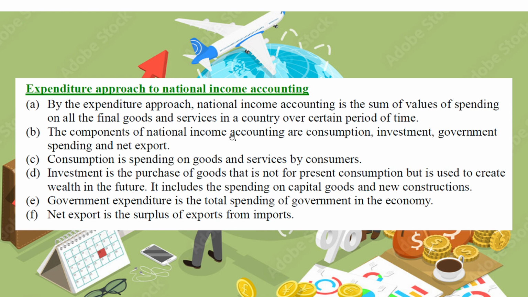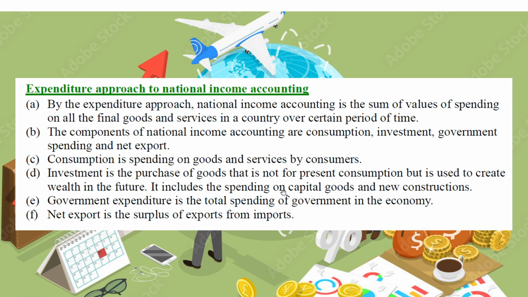The components of national income accounting are consumption, investment, government spending, and net export. Okay, consumption is for present time. Consumption is spending on goods and services by consumers. Investment is the purchase of goods that's not for the present consumption, but is used to create wealth in the future.